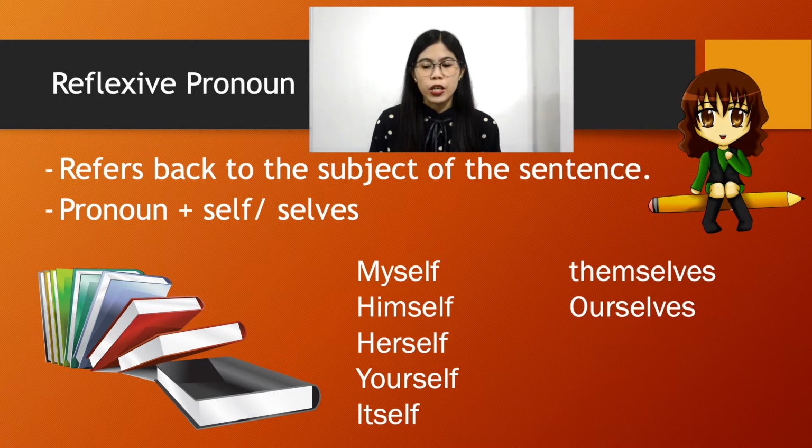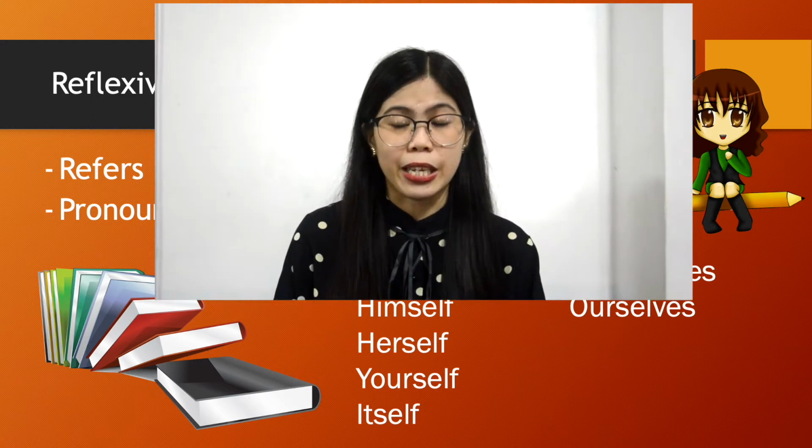We use self if we are pertaining to a singular subject or one subject. And we use selves if we are pertaining to plural subjects or two or more subjects. So examples of reflexive pronouns are myself, himself, herself, yourself, itself, themselves, and ourselves.